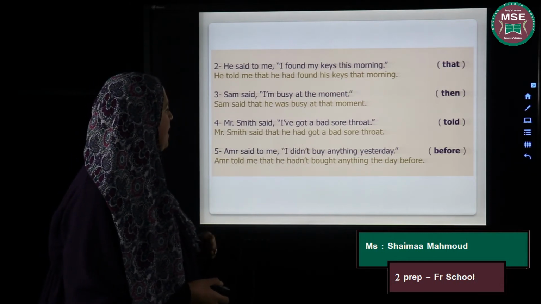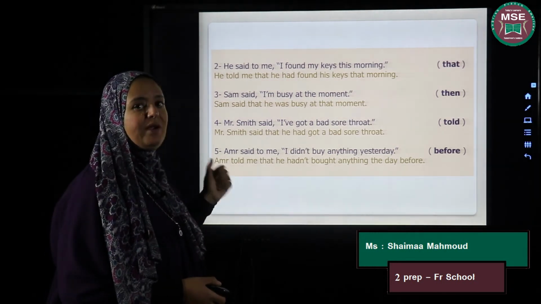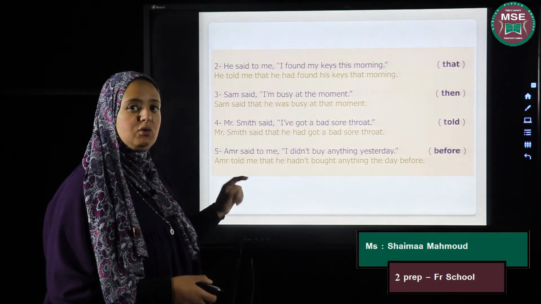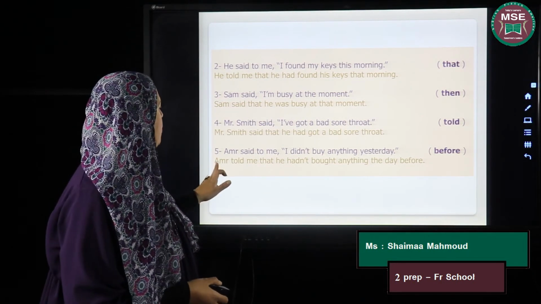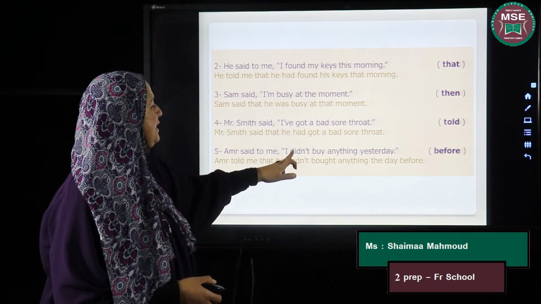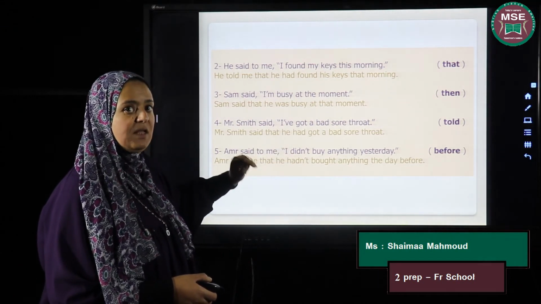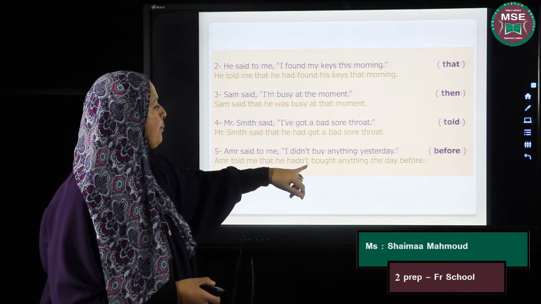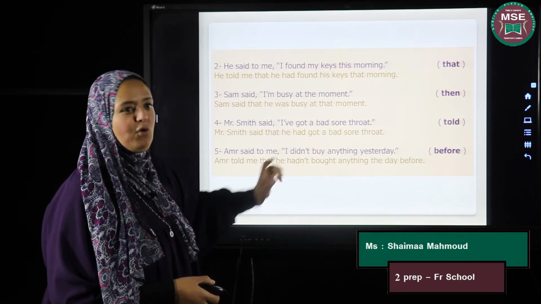Amr said to me, "I didn't buy anything yesterday." Here I need to use the word before. This means I'm going to change yesterday into the day before. So Amr told me that, "I" would be "he," "didn't," which is past simple. Past simple is changed into past perfect. So it would be "he hadn't bought anything." Instead of yesterday, I'm going to write the day before.